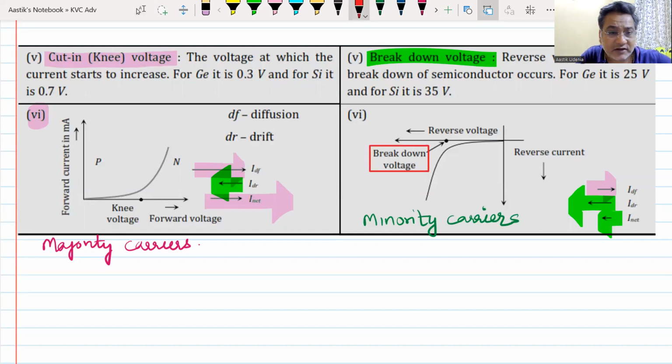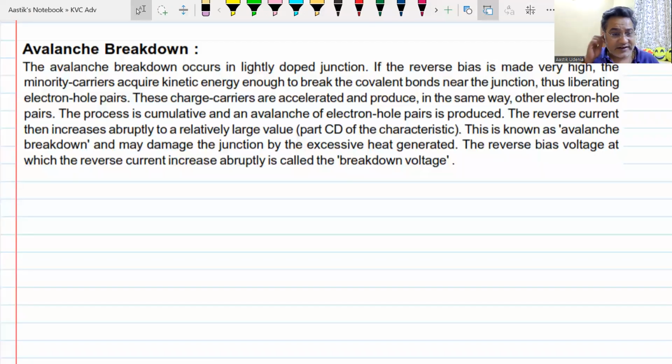Now, this breakdown can be of two types. What are the two types of breakdown? Well, the first type of breakdown is known as the avalanche breakdown. I'm giving you the entire theory, but you might not have to write the entire thing. Avalanche breakdown, you just have to note the important points, and I will give you in a tabular form as well.